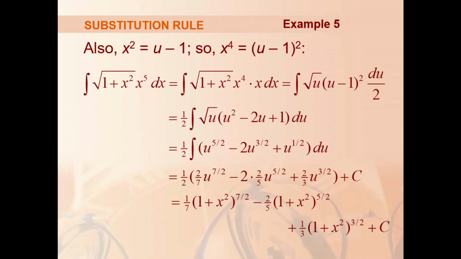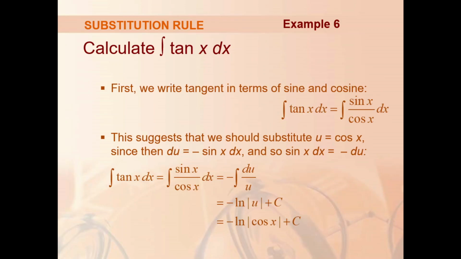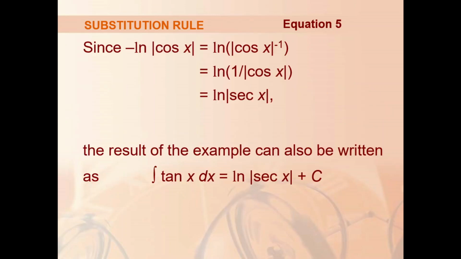We have another problem. Let's check the integral of tan x dx, which is sine x over cosine x dx. Of course, you should take u equals cosine x as the substitution. Because it will be the negative sine of x, it becomes negative. As you know, sine of x dx is negative du. And now the solution is negative ln of absolute value u plus c, which is negative ln of cosine x plus c.